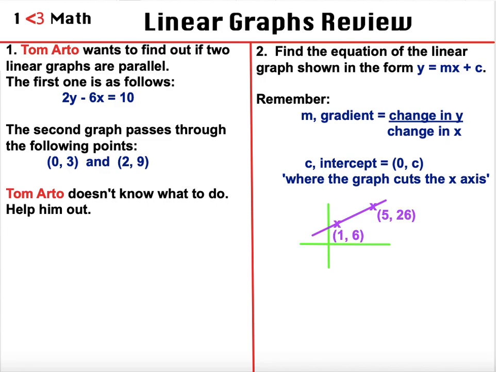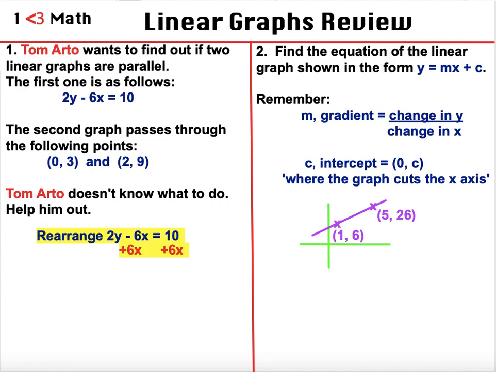So, looking at question 1, we've got 2y minus 6x equals 10. What we need to do with that graph is rearrange the equation so that we've got y equals. That could, in another question, say make y the subject. So we're going to start rearranging. The first thing I'm going to do is add 6x to both sides because I want to clear up around the y.